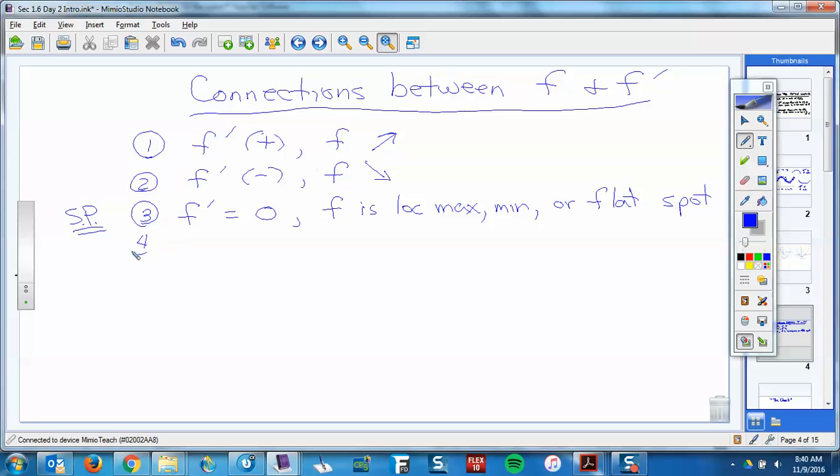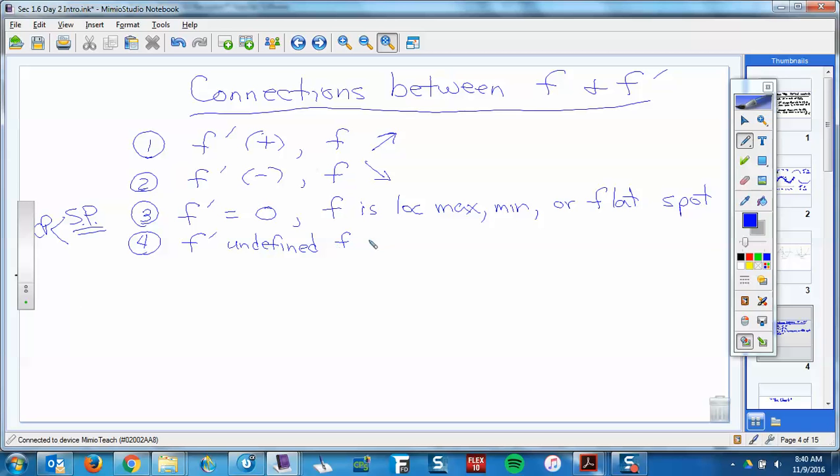Okay? What else could f prime be? F prime can be undefined. Now, these two together are called what? Critical point. Okay, let's put that over there. So 3 and 4 together are called critical points. Okay?